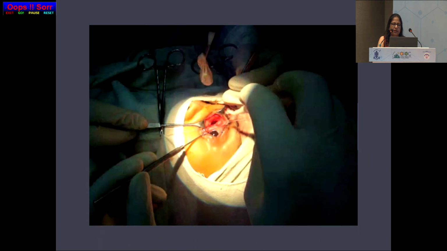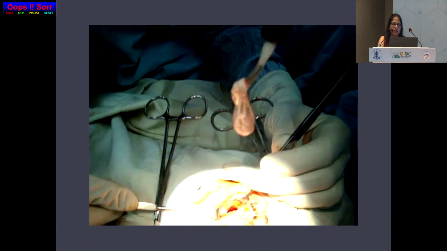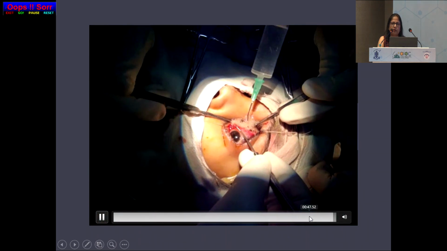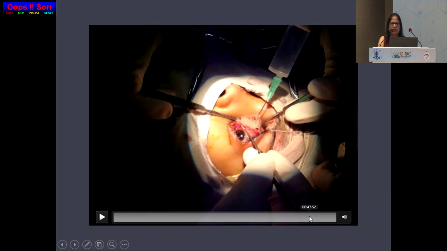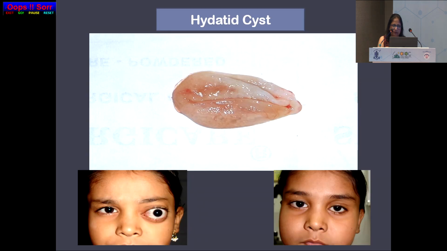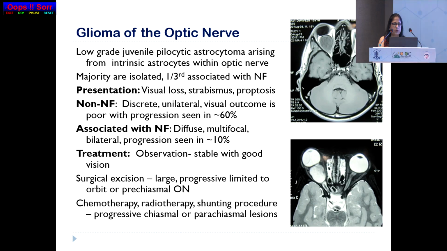It was completely taken out in this particular case, and this was how it appeared. After that, it is important that you flush, because some spillage is there. It is very difficult to avoid spillage in these patients. This is the gross picture, pre and post surgery.